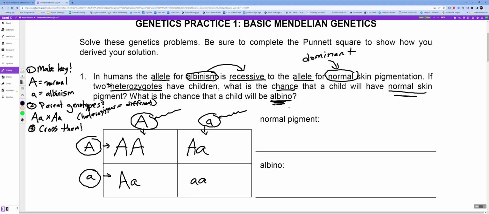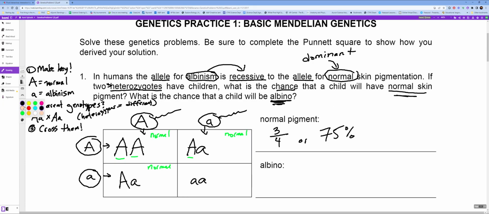So, normal pigment child. First thing you've got to ask yourself is which ones are normal. I'll put the normal ones in green up here. This one's normal because all you have to be normal is at least one dominant allele. Does this have at least one dominant allele? Yes, it has two. These heterozygotes both have one dominant allele, which means they are also normal. So we have 3 that are normal. Out of our 4 possible children, 3 out of 4 are normal, or you can also put 75%.